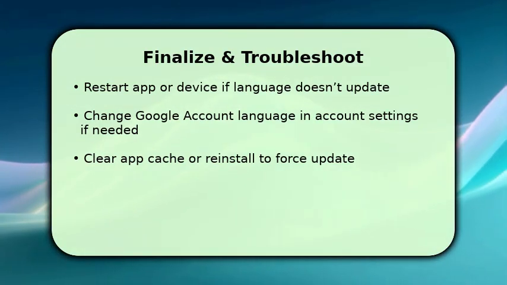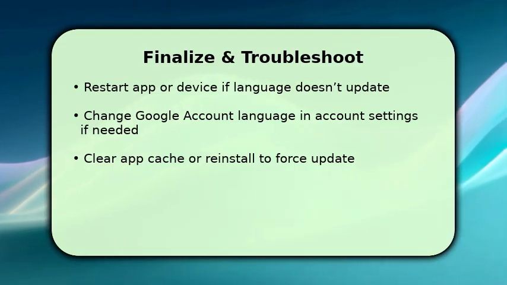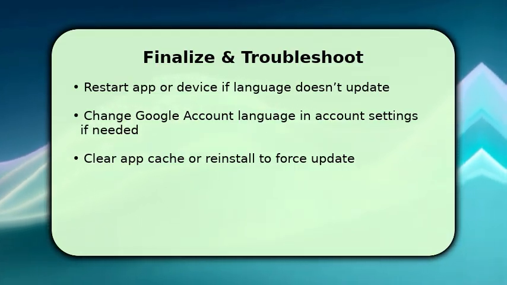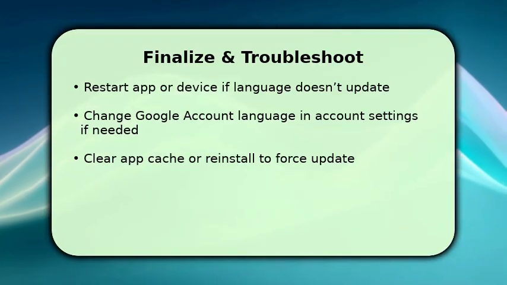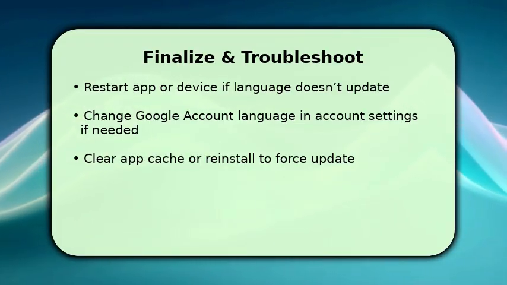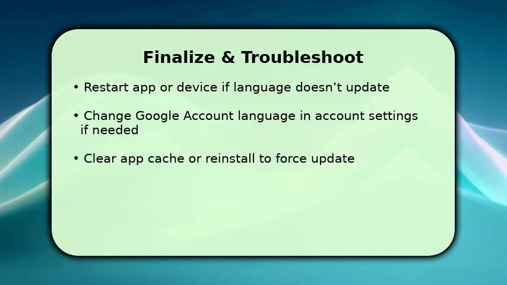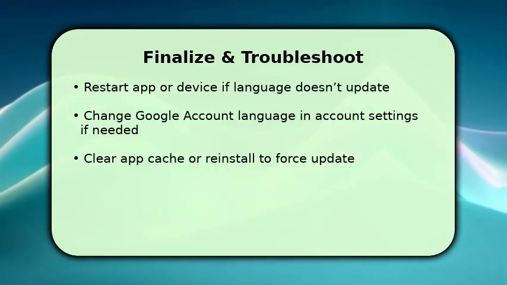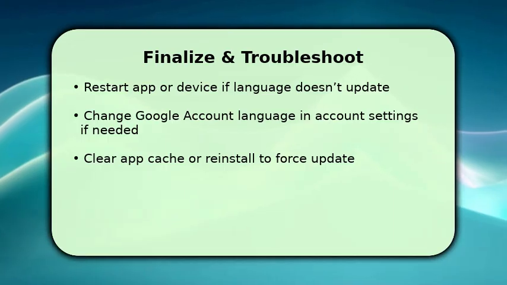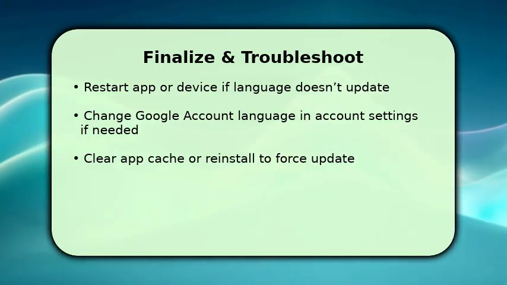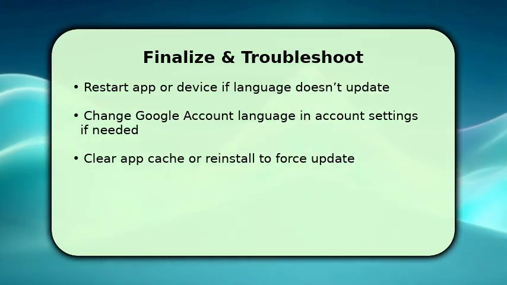If the app still shows the old language, change your Google account language in Account Settings, since account-level language can override app choices. Make sure to sign out and back in after changing account language. If problems persist, clear the app cache or reinstall Photos to remove stale data. This forces the app to fetch the correct language files.